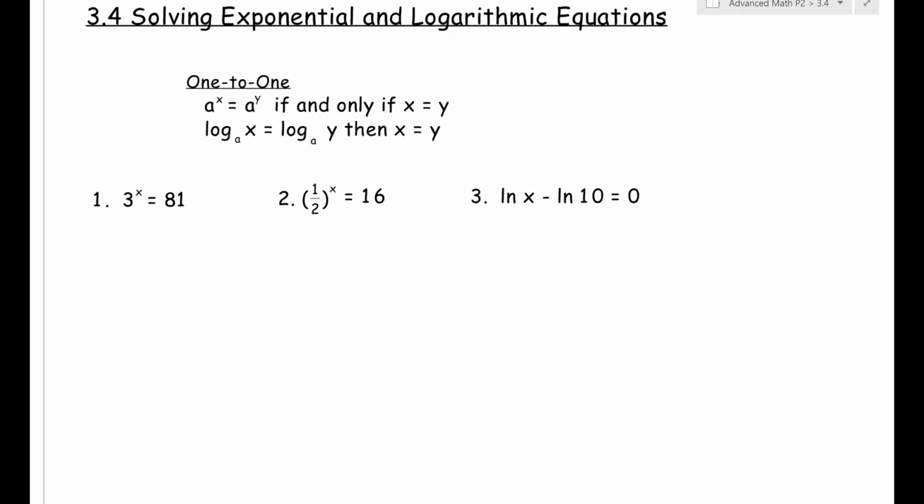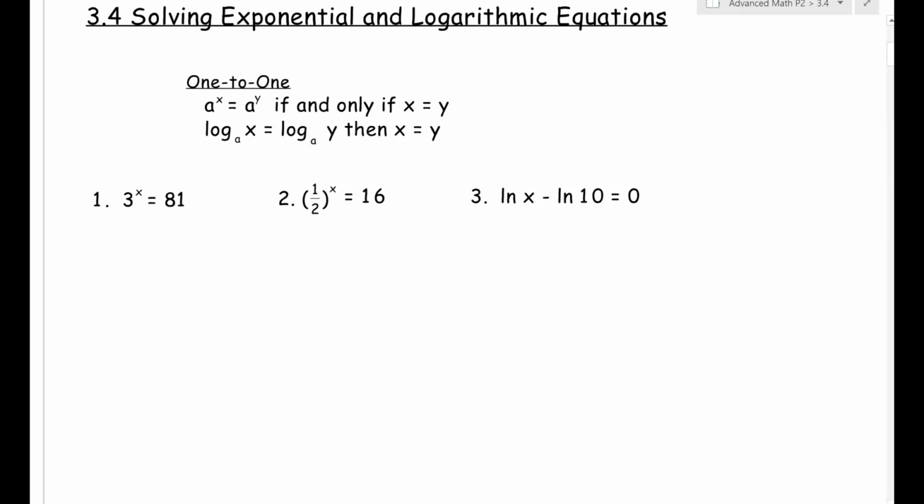Basically, these first ones are what we would call one-to-one. Actually, we've already done these when we first started dealing with logarithms and exponentials. So a one-to-one idea is, if I had an equation of a to the x equals a to the y, then we know x and y have to be the same. In other words, if the bases are the same on both sides, then the exponents have to be the same. So that's what these first ones are. And the same is true with logarithms. We've already seen that, and that's one of the logarithm ones we're going to look at.